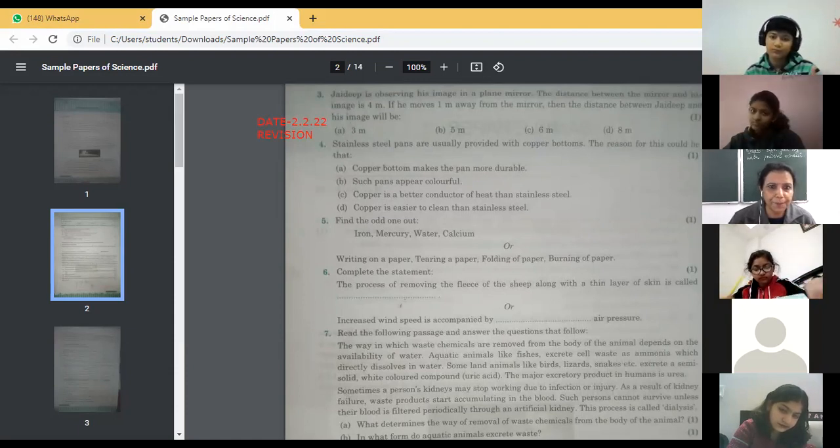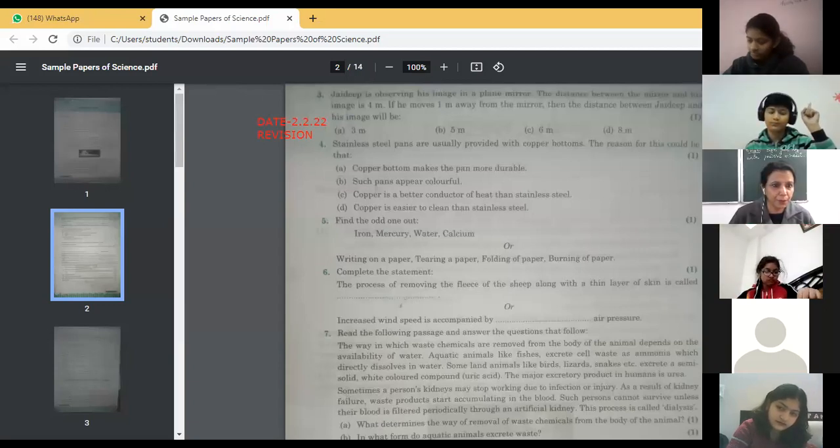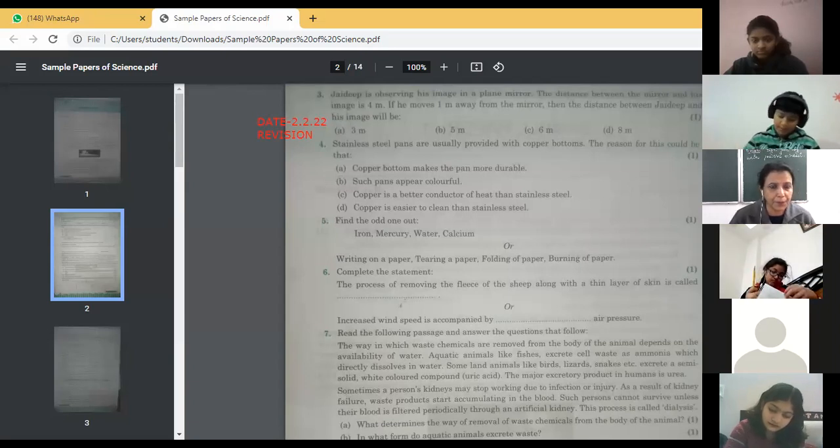Yes, Vedika? Ma'am, option B, 5 meters. Why 5 meters? Yes, Nishchay, you tell. Ma'am, 6 meters. I need the reason, beta. I just want to see how you calculated. Yes, tell me.